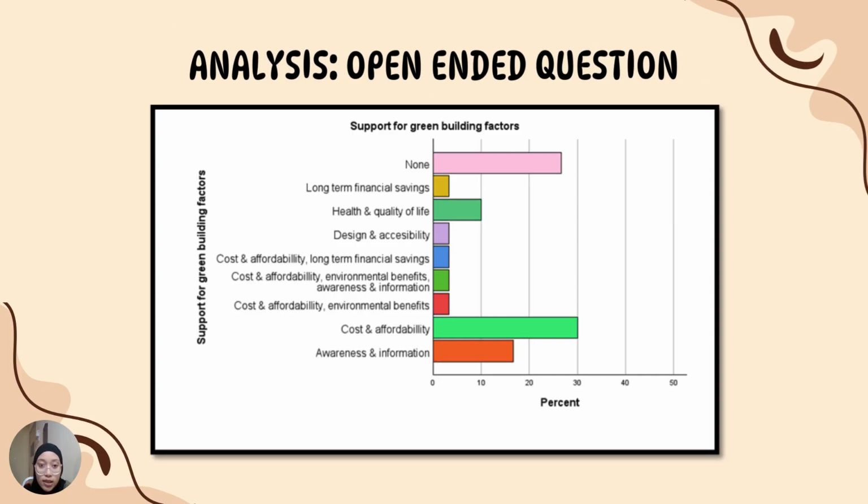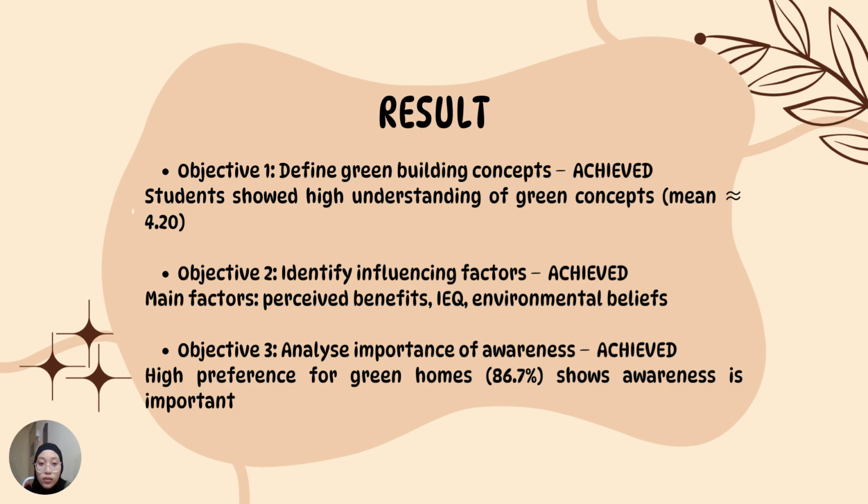Okay, for the analysis of the open-ended question, I have grouped the respondents' answers into groups. The most common concern about supporting green building was cost and affordability, mentioned by 30% of the students. The second most common response was lack of awareness and information, followed by health and quality of life benefits. However, some students gave no clear answer, showing that a portion of students are still unsure about green building.